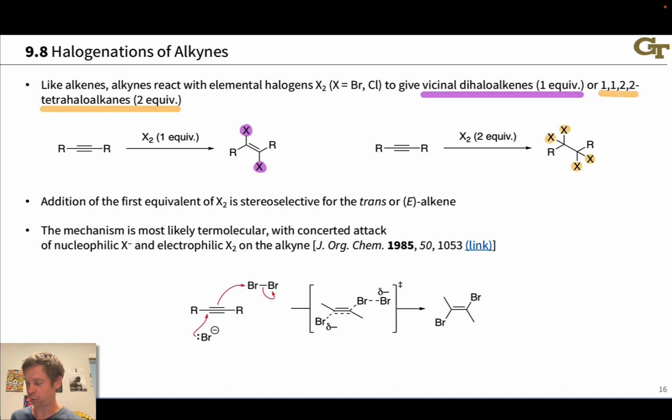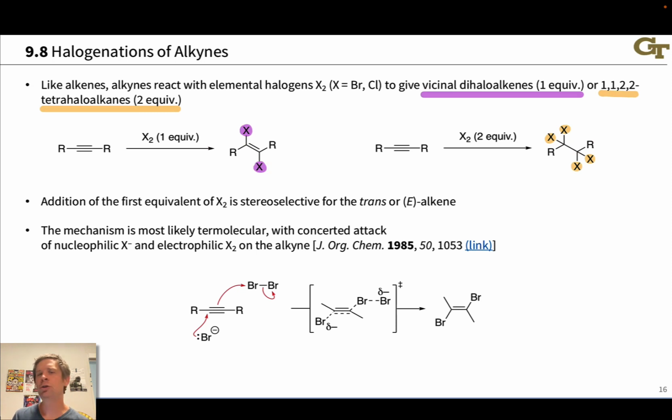Tetrahaloalkanes, in which we've got 4 new X atoms in the product, 2 X's linked to each of the carbons of the alkyne. And from studies of the stereochemistry of these alkene products, we know that the reaction is stereospecifically anti or stereoselective for the trans or E-alkene with X's on the opposite sides of the alkene product.